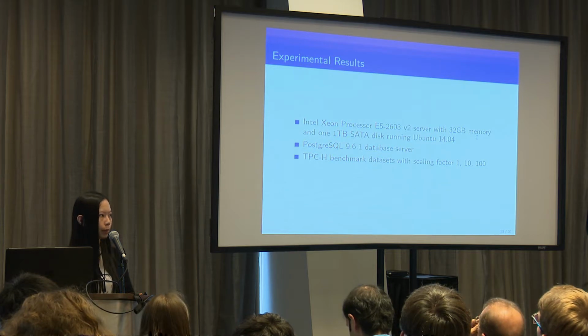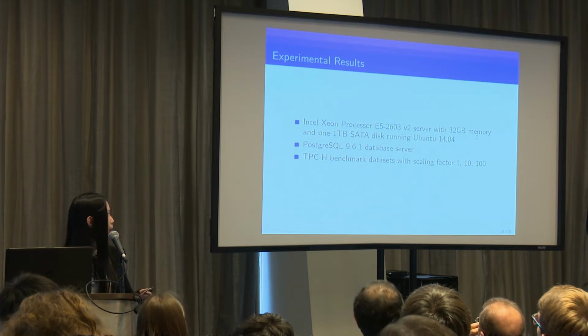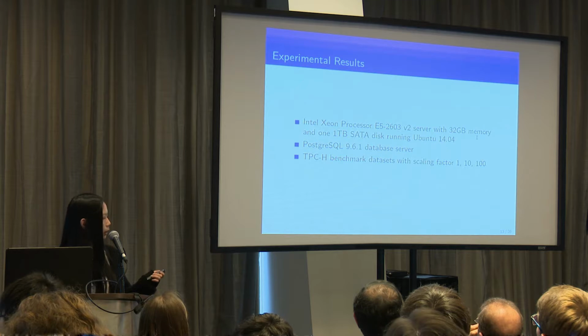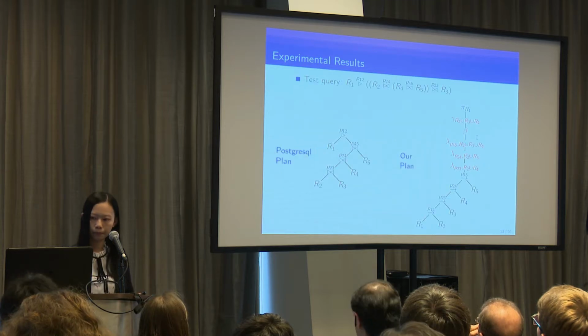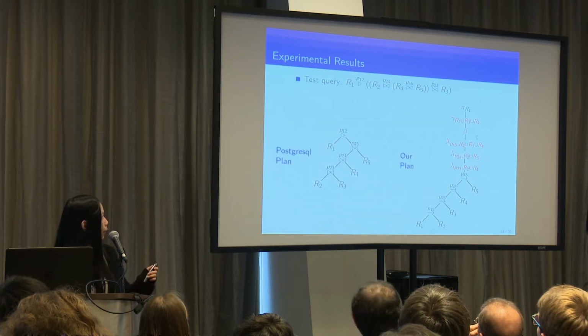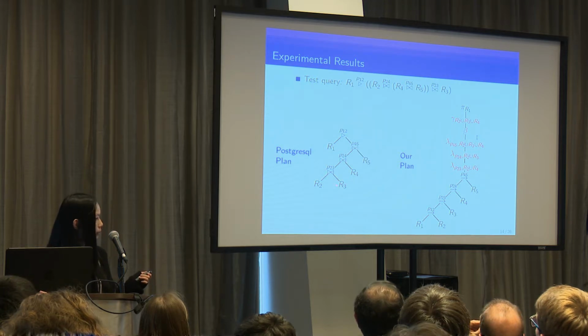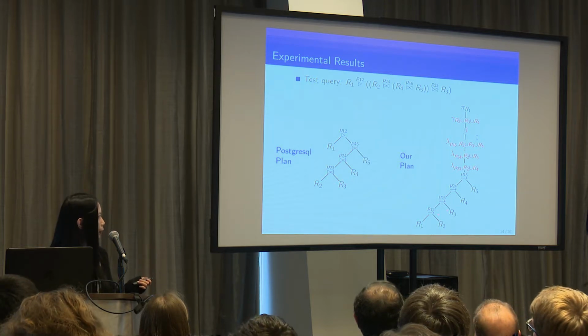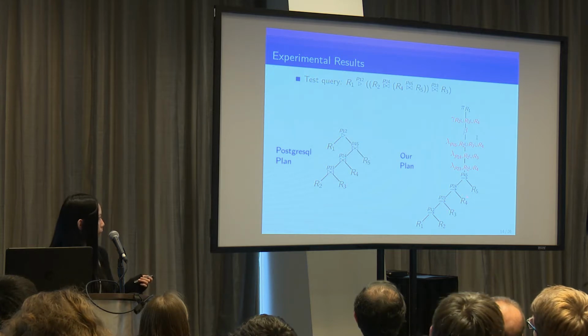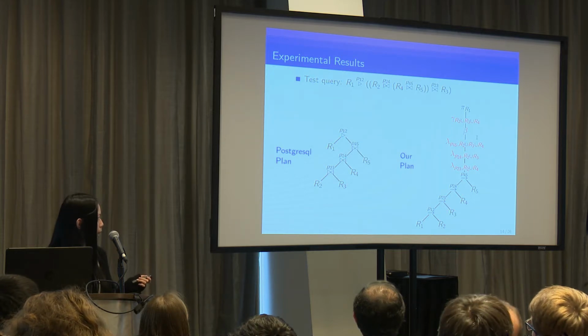I will show some experimental results. We compare against Postgres using the TPC-H dataset. I will use this query as an example. Here is the plan chosen by Postgres, and here is the plan that could be produced by our approach with compensations above the join operators.